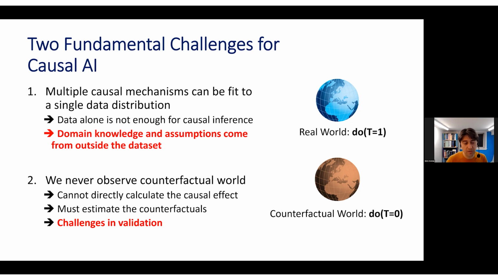The second issue is that we never observe the counterfactual world. If we're predicting that soil moisture level is going to be high, even if we don't irrigate, and then we decide to irrigate, we're not going to know what would have happened if we hadn't. And so this makes it challenging to use standard machine learning validation processes like cross-validation. Instead, we have to come up with new ways to gain trust in our analysis and its results.